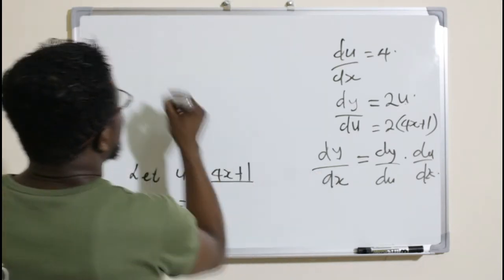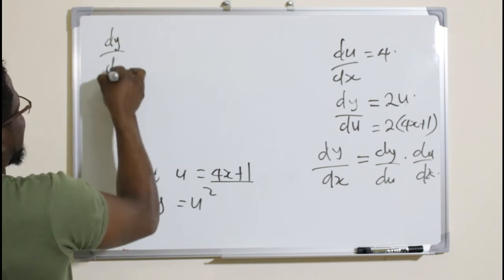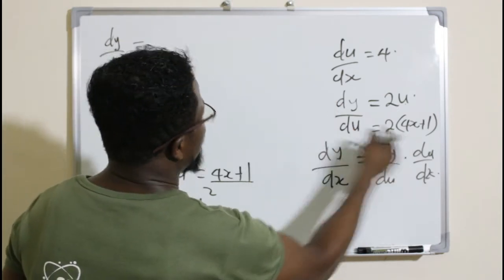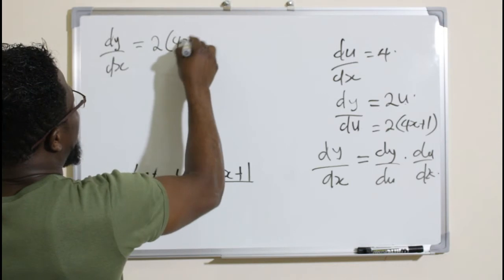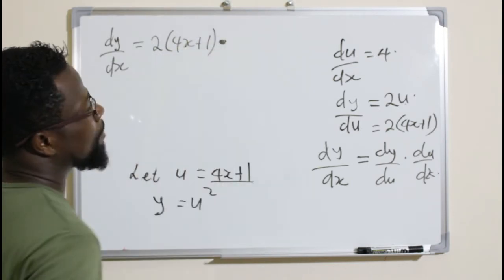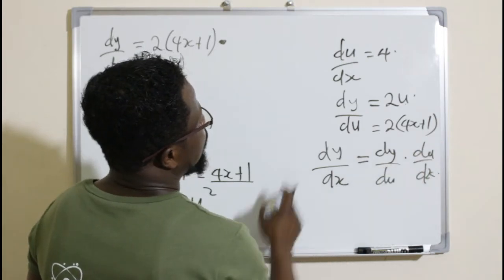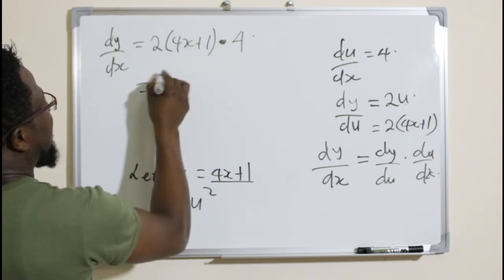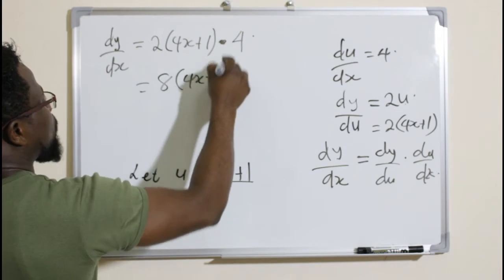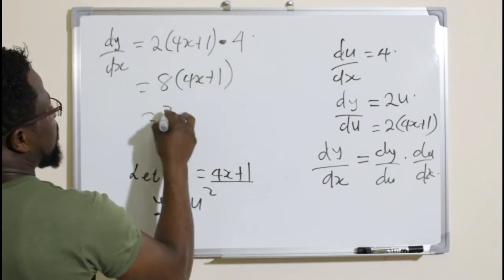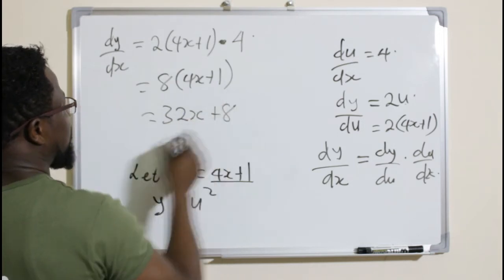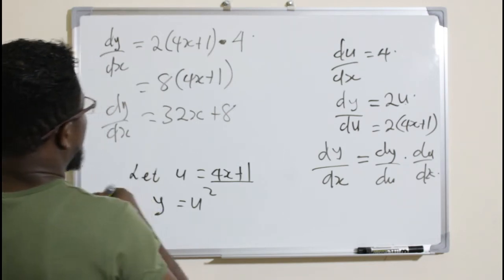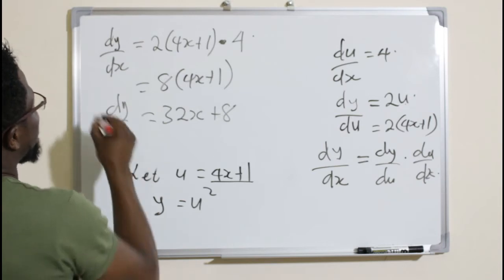So let's see what we have. The dy/dx is now becoming dy/du, and that value is 2 into 4x plus 1, multiplied by du/dx. Du/dx is 4. So what would this be? This is simply 4 multiplied by that, I'll get 8 into 4x plus 1. And we can expand this and have 32x plus 8. And that becomes dy/dx. Straightforward. And then we'll have this as the answer to that particular problem.